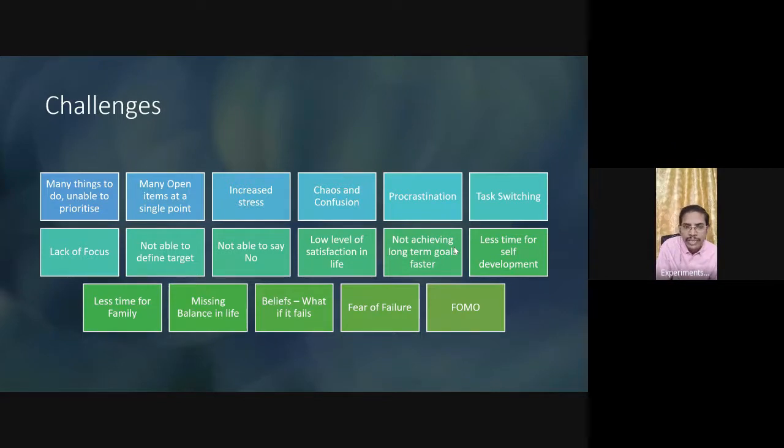So task switching. So switching from one task to another task. Or you take one task, halfway you go to another task, halfway you go to another task. What happens is that becomes task switching, and none of the tasks get completed, right?